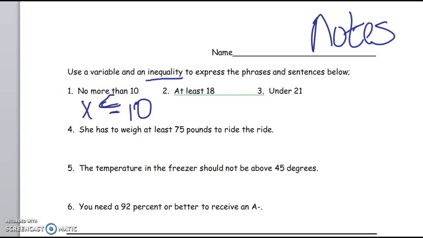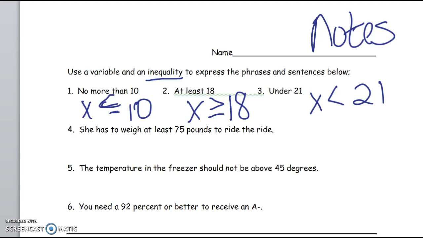At least 18, if you remember from the notes, at least always means greater than or equal to 18. So 18 works, and everything bigger than 18. Under 21. So everything less than 21. If you want to pause the video and try these on your own, please do. And then come back and check.